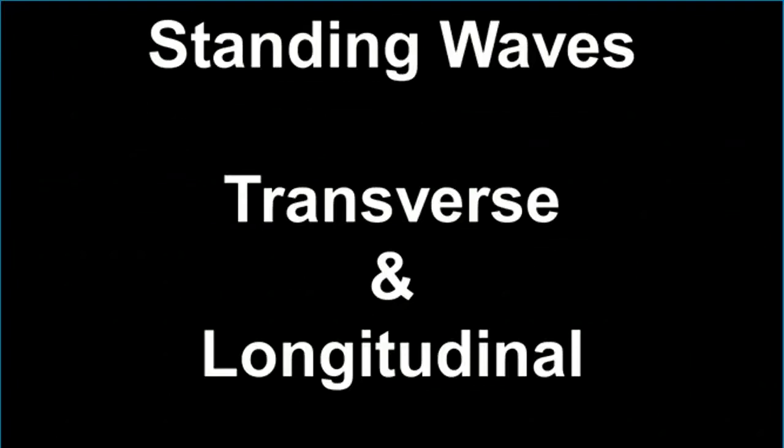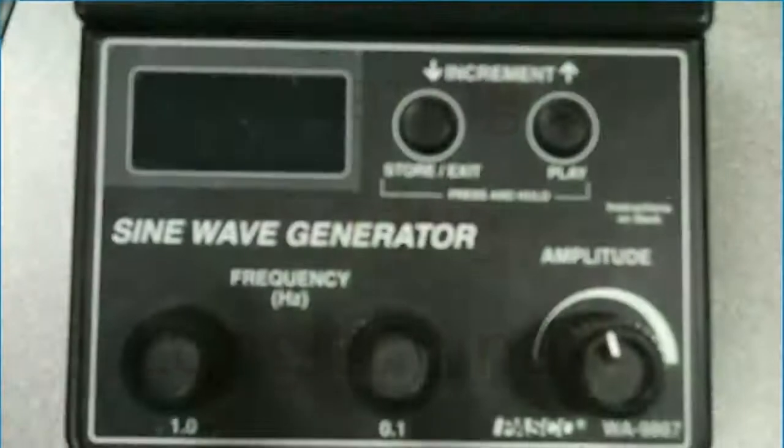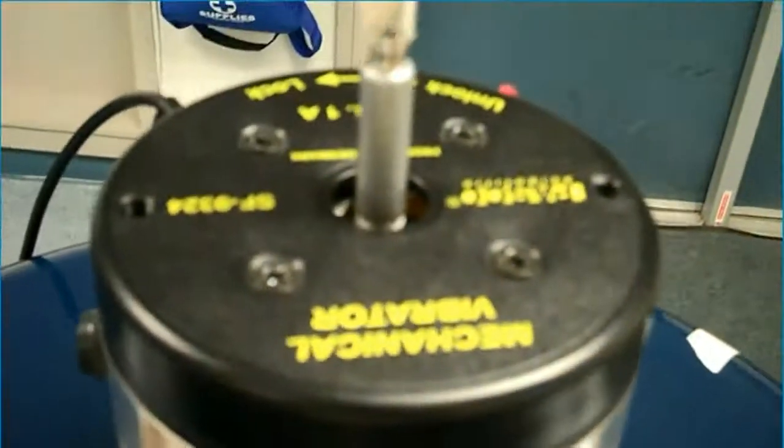In this video, we'll look at examples of standing waves, both in transverse and longitudinal type waves. First, I'll set up a spring to vibrate longitudinally. I'll connect my sine wave generator, which provides an electrical signal, to my mechanical vibrator, which shakes the spring up and down. In other words, the spring is vibrating in the same direction that the wave is traveling. That's the definition of a longitudinal wave.